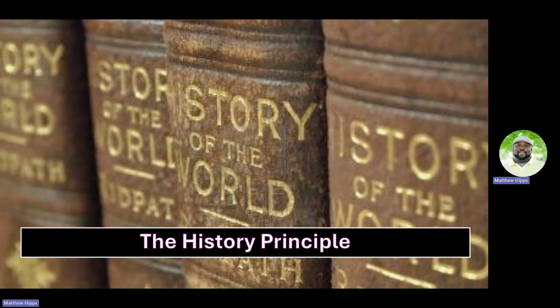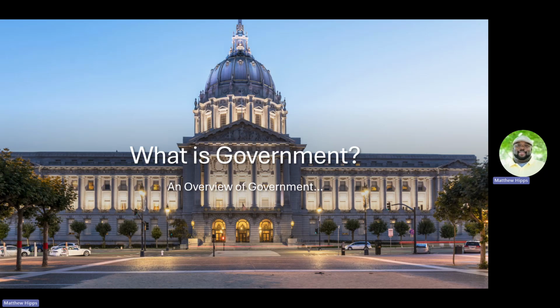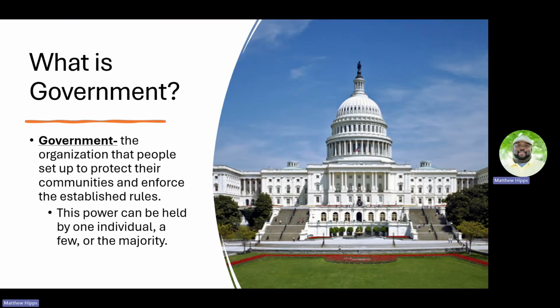Now we're going to shift our conversation to government and try to address what government is and what government should do. Government is simply the organizations that people set up to protect their communities and enforce established rules. So basically, once we decide that we're going to have a society, we decide that we're going to set up a set of rules for how things should be governed, how things should run. We need to set up structures to help that happen.